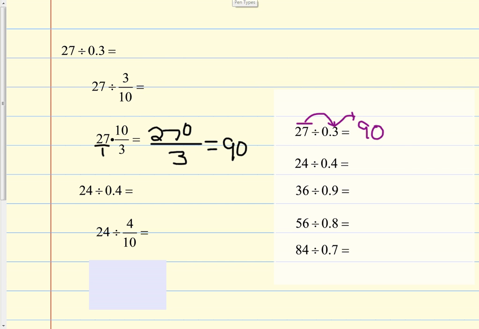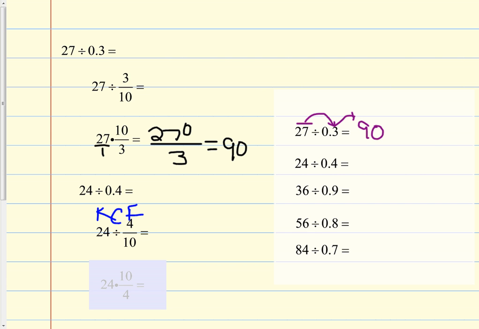So let's try another one. 24 divided by 4 tenths. Well, here it is written as a decimal. Let's rewrite it as a fraction. The division problem, when we have it in fraction form, 24 divided by 4 tenths: we keep, we change, we flip. So let's go ahead and do that.